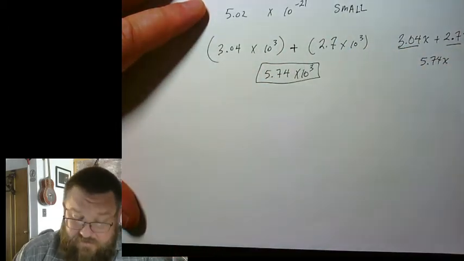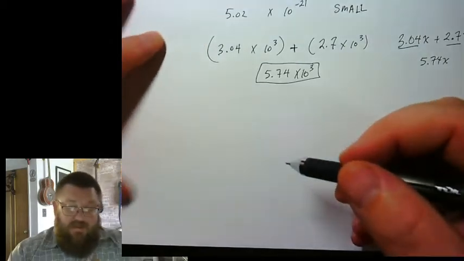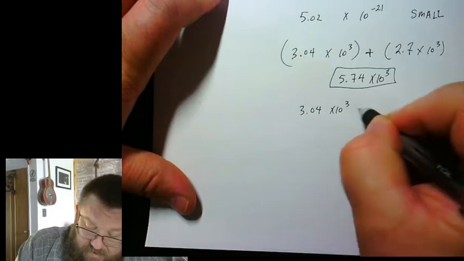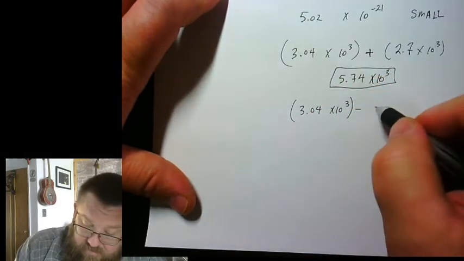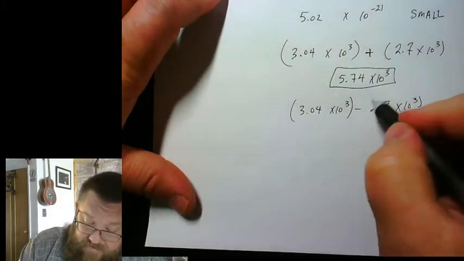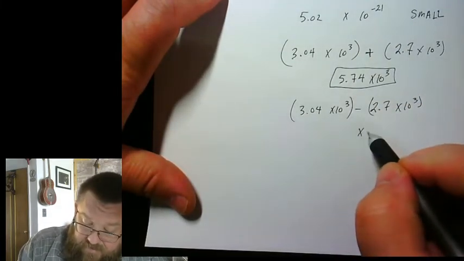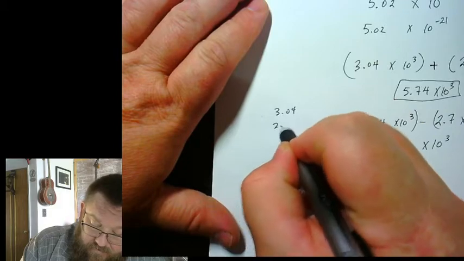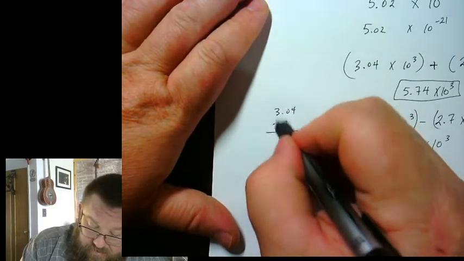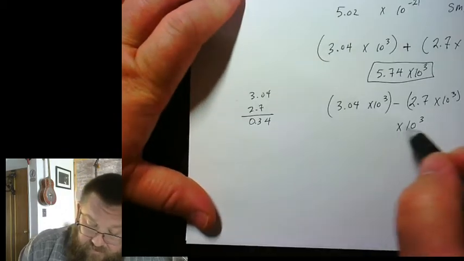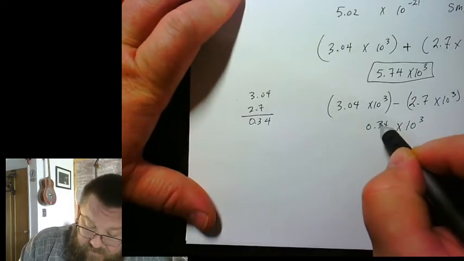You're going to get like point whatever, right? In fact, let's do that. Let's do 3.04 times 10 to the third minus 2.7 times 10 to the third. Well, check this out. This is going to be something times 10 to the third. Now, this is going to be a positive number because, 3.04 minus 2.7, right? So 0.34. So this would be 0.34 times 10 to the third.